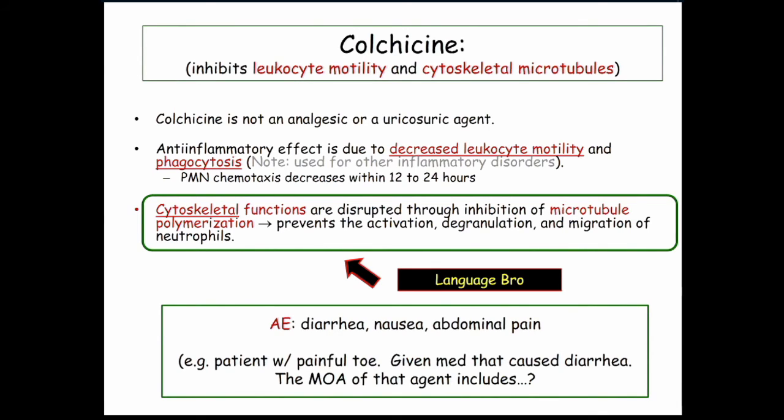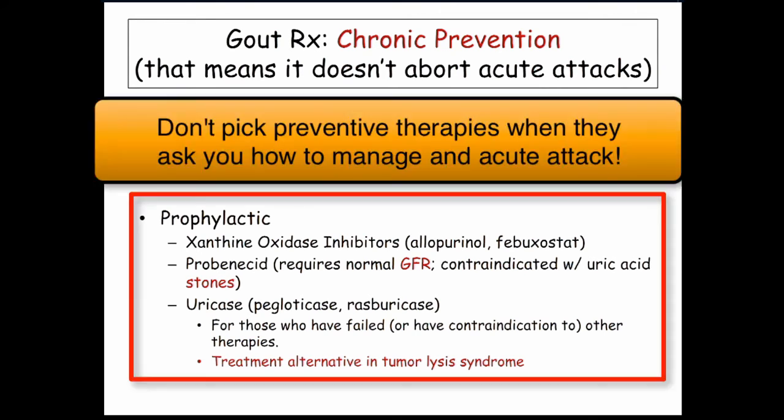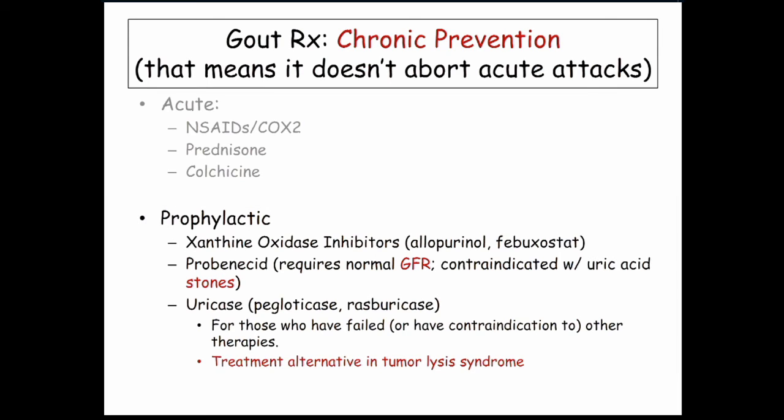So colchicine is big in the gout world. So that's acute. Those are acute. When someone has an acute attack, don't ever pick any of these, all right? When they say, how are you going to treat this acute symptom, it's these. How are you going to prevent this? How are you going to prevent them, right?